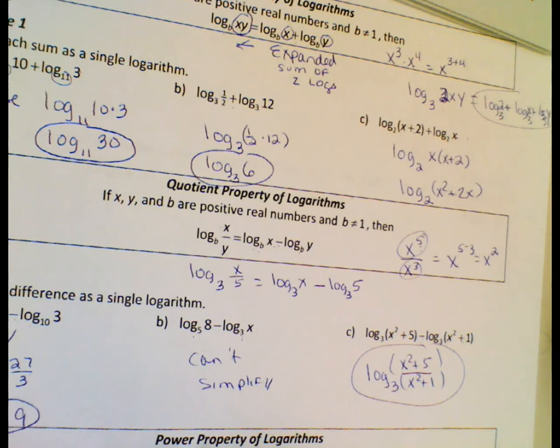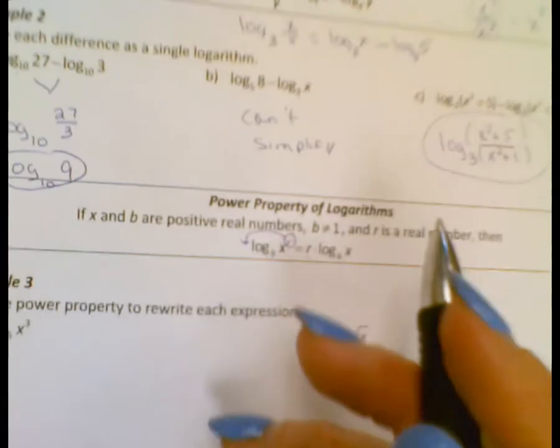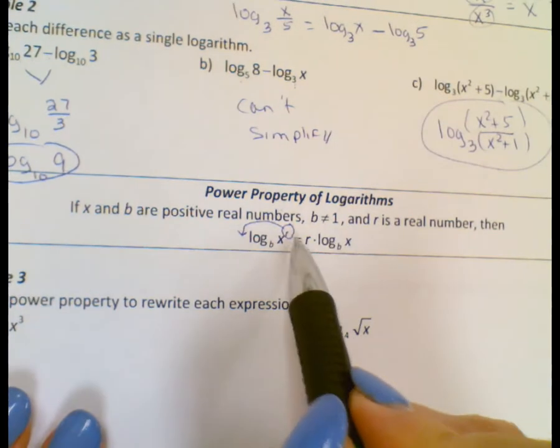And this brings us to our third property, the power property of logarithms. Now, if you have an exponent, so if you have an x and you're raising it to a power, this exponent is going to release, and it's going to come out front. See how we read it right here? It releases to the front. So it's r. Oh my gosh, you can't see. So sorry.